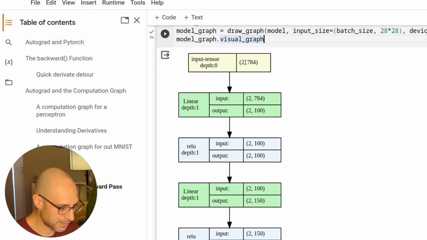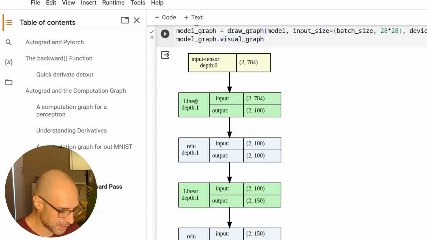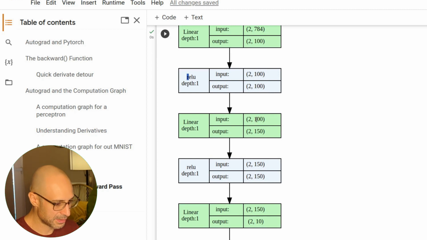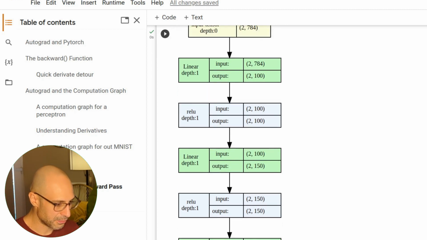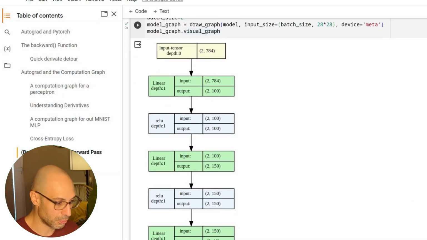You can see the input tensor. This is the size of the image, and this is the size of the batch. The first linear layer gets this as an input and outputs this. Then there is the ReLU layer, then the other linear layer, and so on until we've got the output tensor. So a very, very nice way of visualizing all of this.